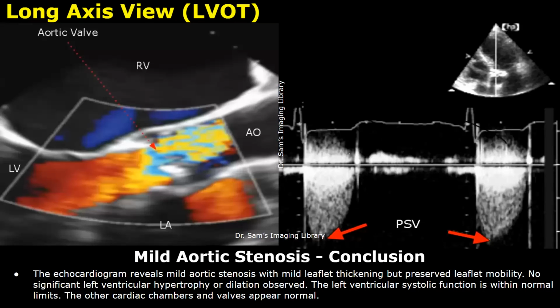Here is the conclusion. The echocardiogram reveals mild aortic stenosis with mild leaflet thickening but preserved leaflet mobility, no significant left ventricular hypertrophy or dilatation observed. The left ventricular systolic function is within normal limits. The other cardiac chambers and valves appear normal.